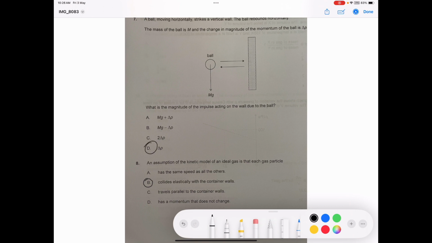8. An assumption of the kinetic model of an ideal gas is that each particle is which? So you must know your assumptions here of the kinetic model. And if you do, the answer is B. Each gas particle collides elastically with the container walls. The answer is B.